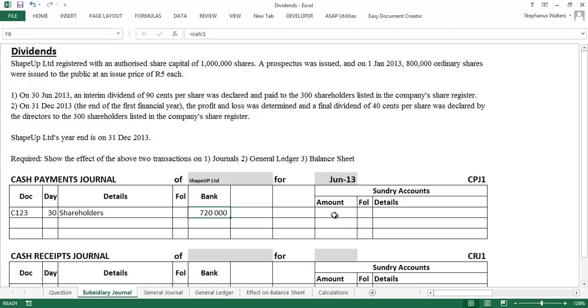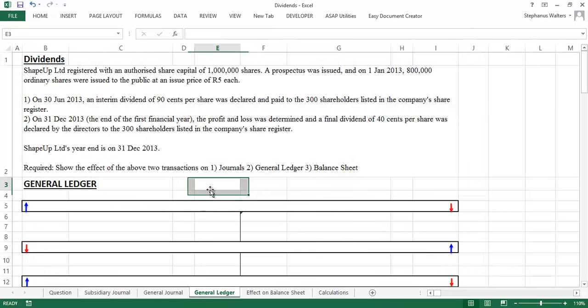And then let's have a look here. We don't have any column for ordinary dividends paid, so we're going to put that in the sundry column, 720,000. And we're going to post it to our dividends on ordinary shares, which we have established is a negative equity account. Right, so now that we've done that, let's look at our general ledger.